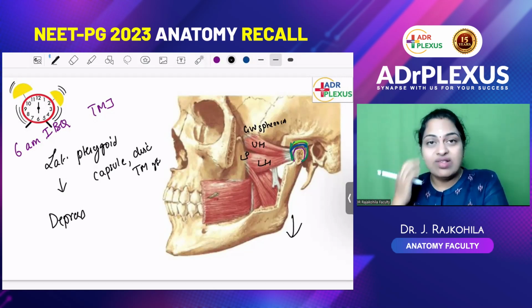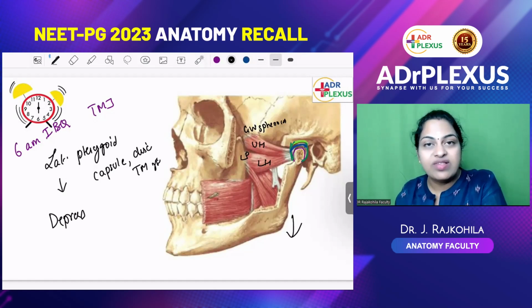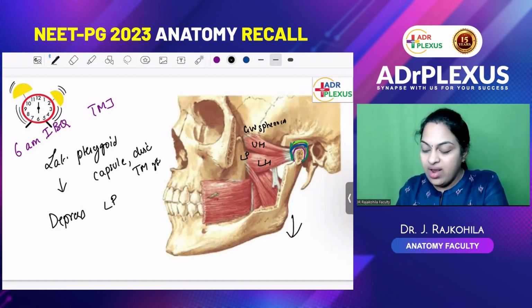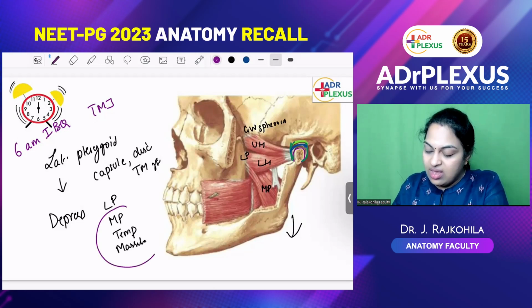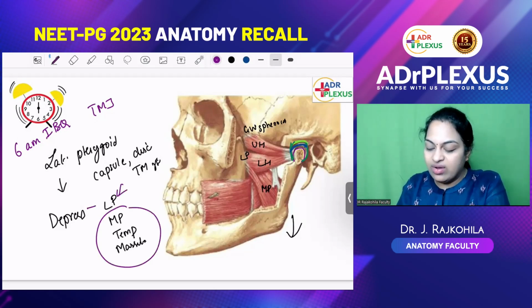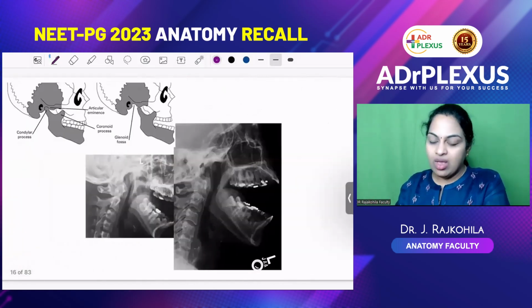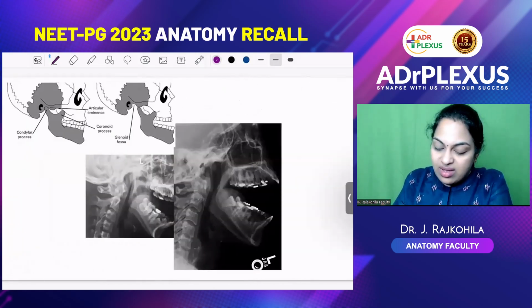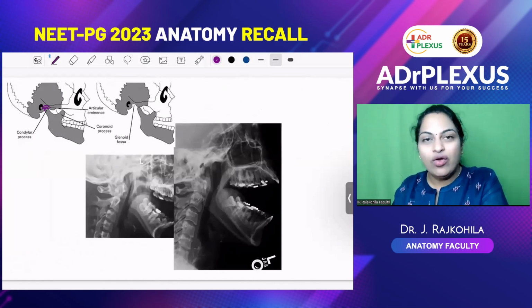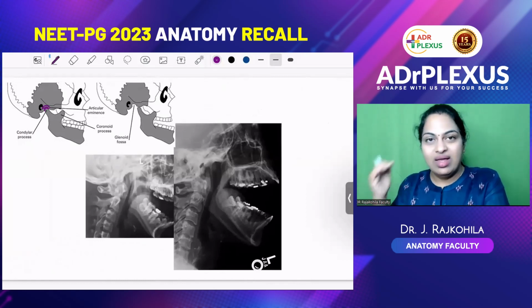And of the four muscles of mastication, what are the four muscles of mastication? Lateral pterygoid, medial pterygoid that you see here, temporalis and masseter, right? Of the four muscles of mastication, only lateral pterygoid is the one which is going to depress the mandible and open the mouth. So normally, as you see here, this is the head of the mandible, which is received by the glenoid fossa, the condylar fossa of the temporal bone to form the temporomandibular joint.